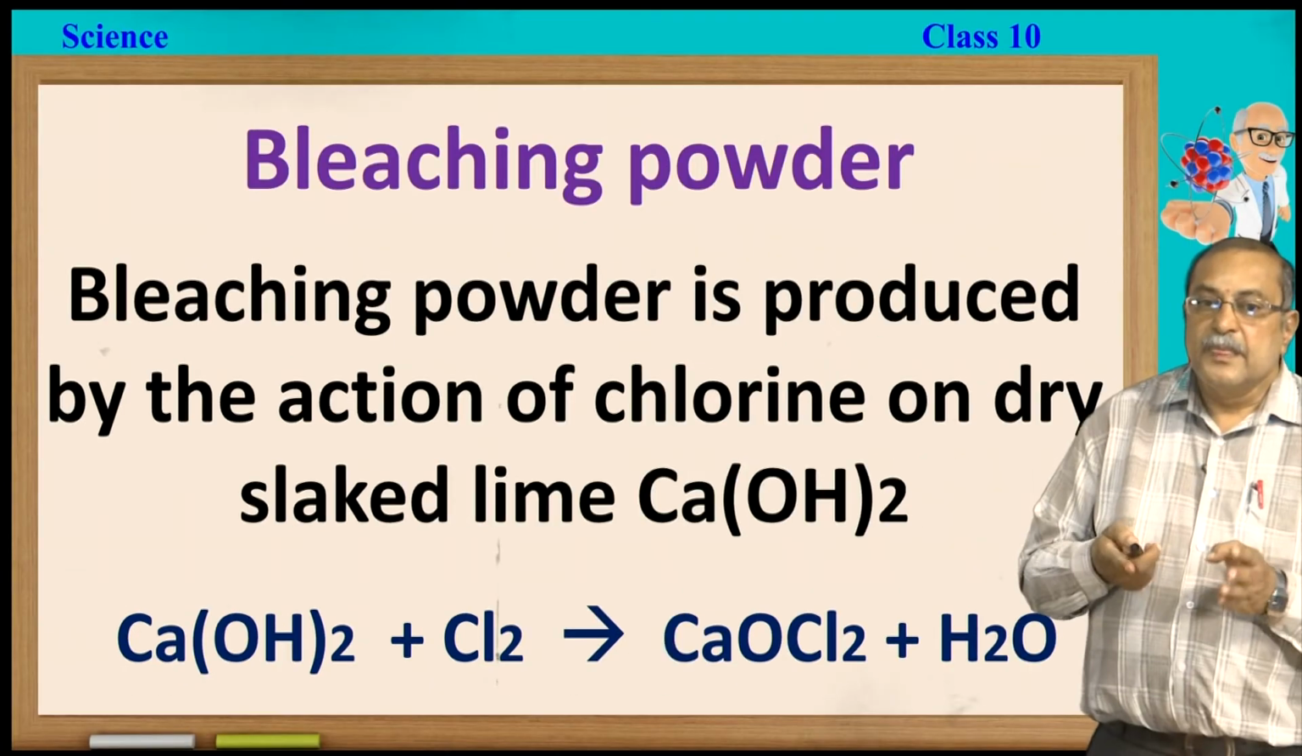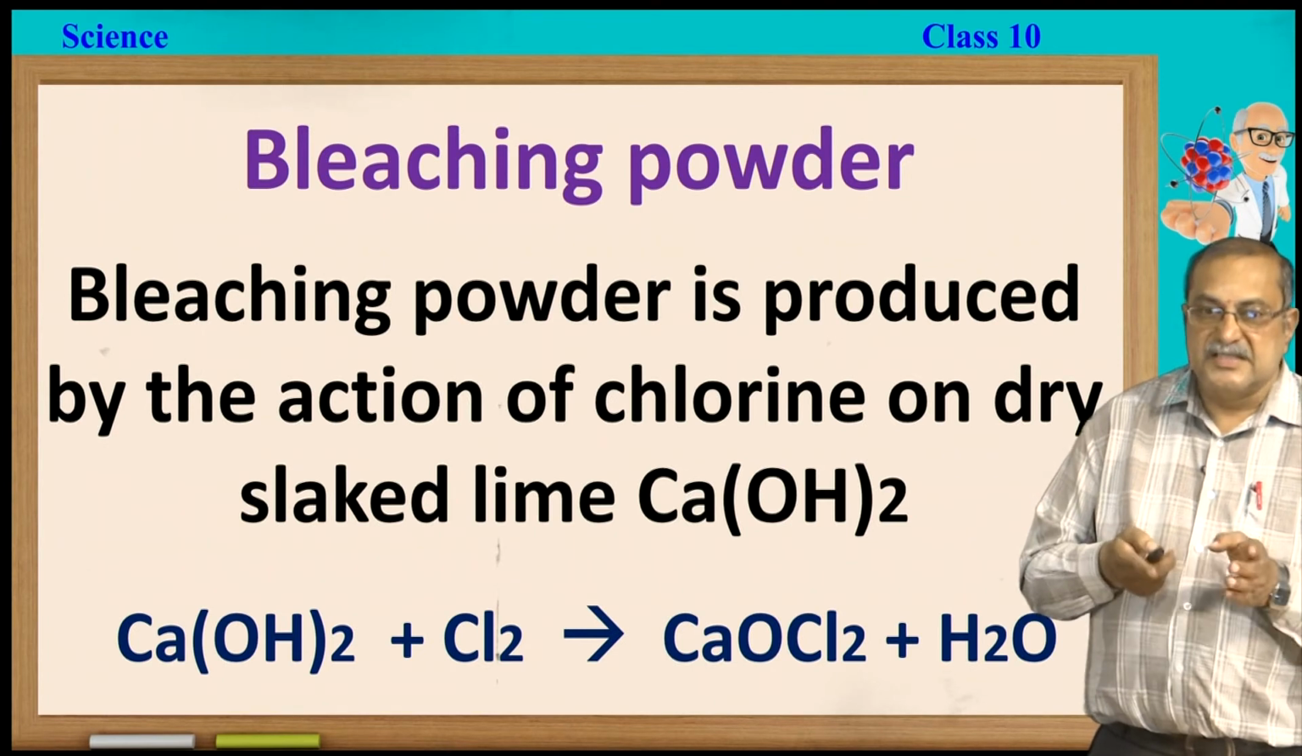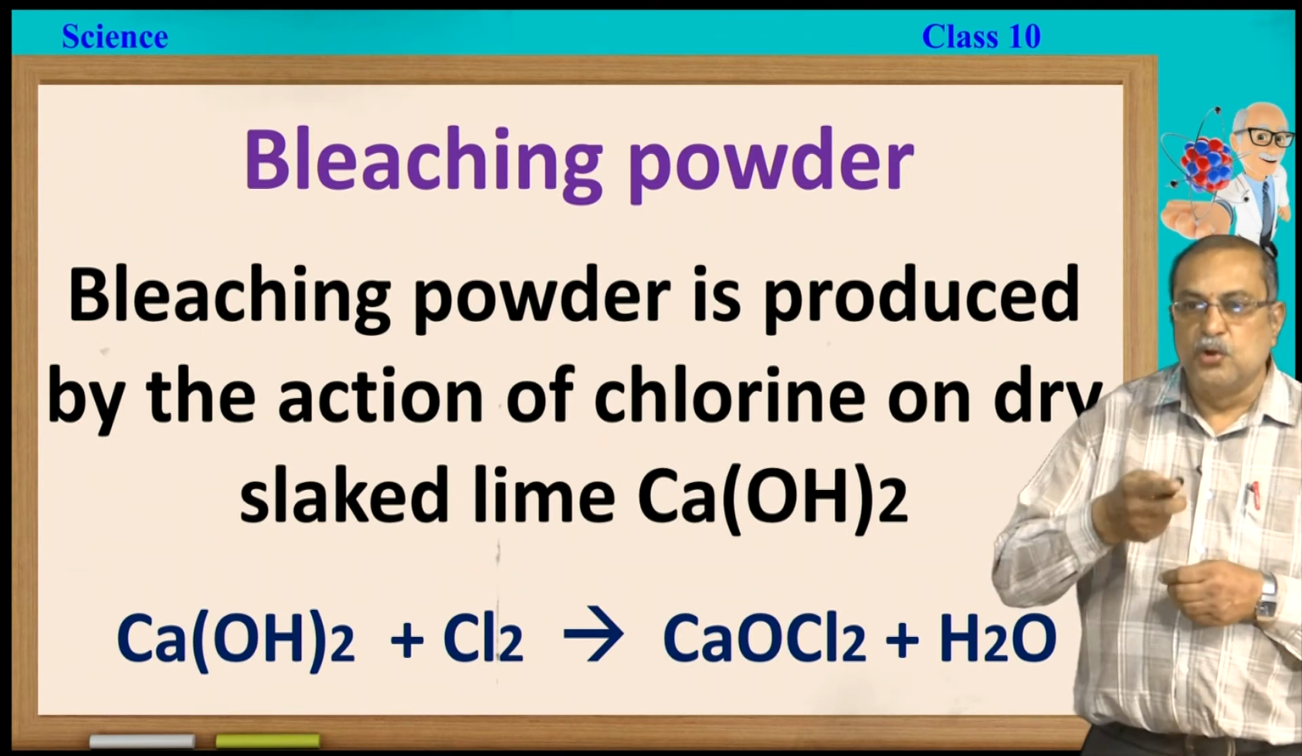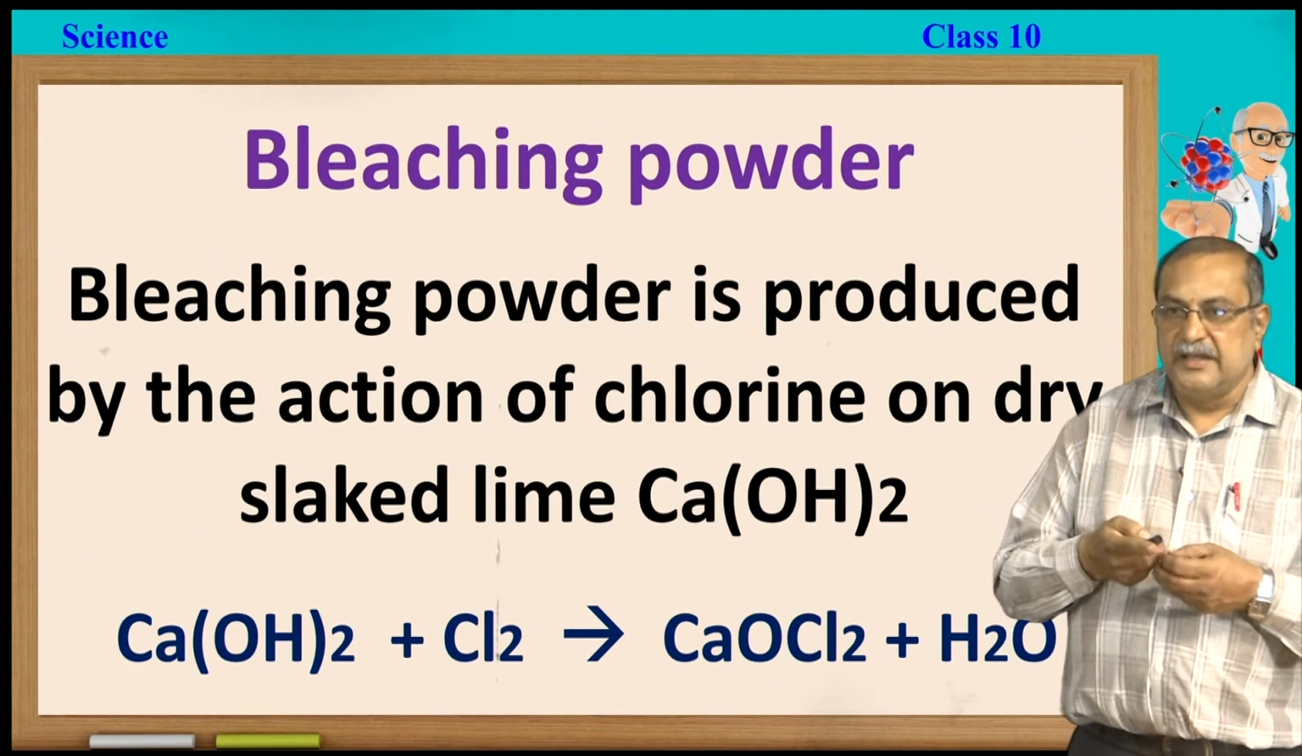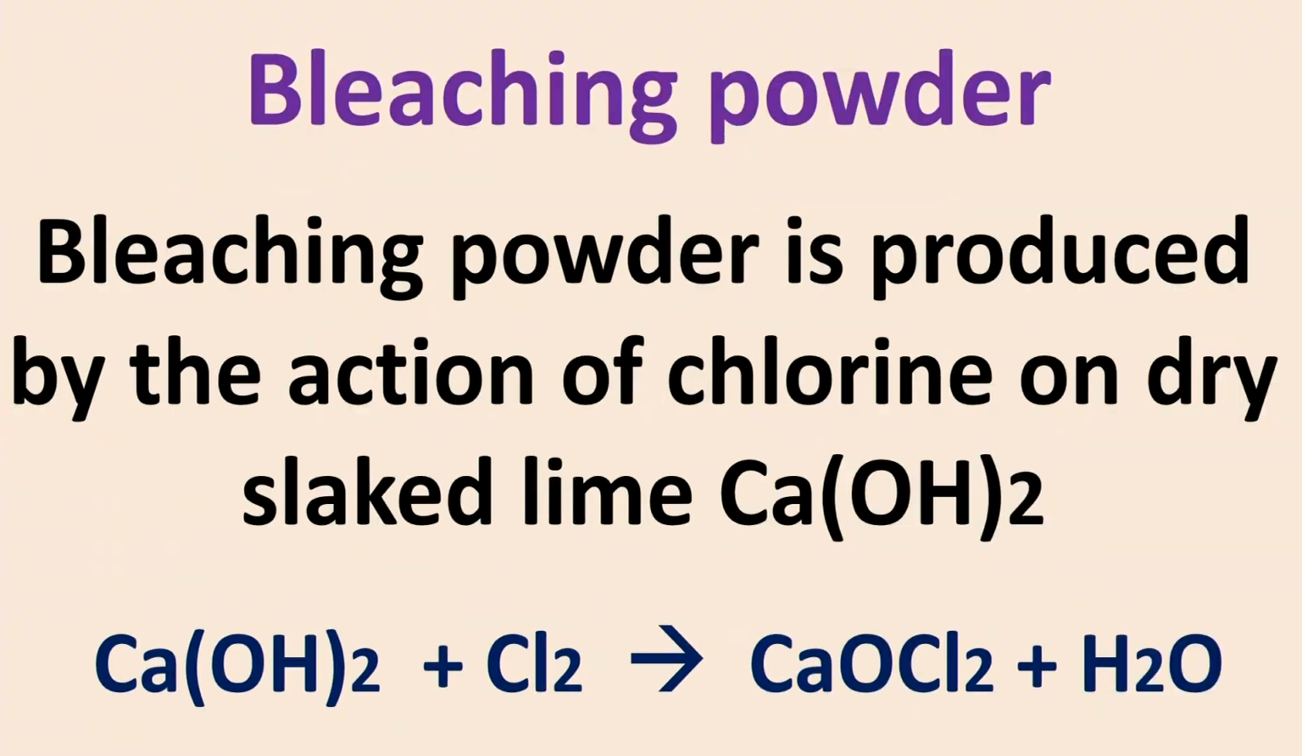Once again I am telling, Ca(OH)2, calcium hydroxide, plus chlorine react with each other to form calcium oxychloride, and water is released. This calcium oxychloride, CaOCl2, is bleaching powder. When you dissolve this bleaching powder in water, chlorine gas is liberated. That chlorine gas is used for disinfectant and all.